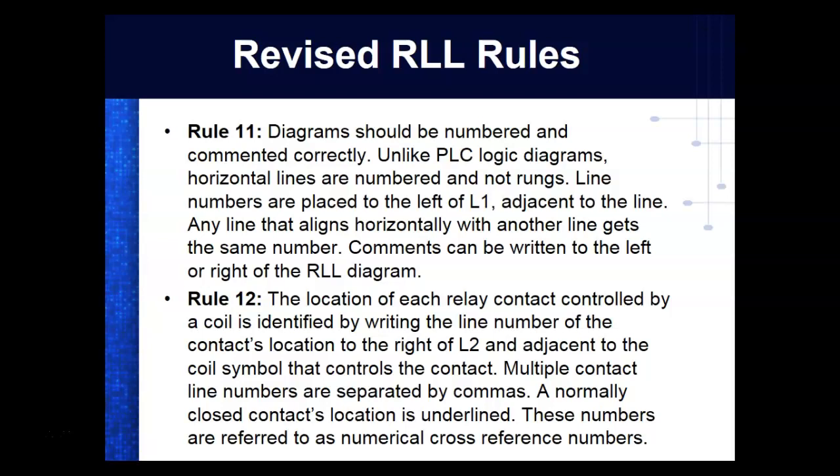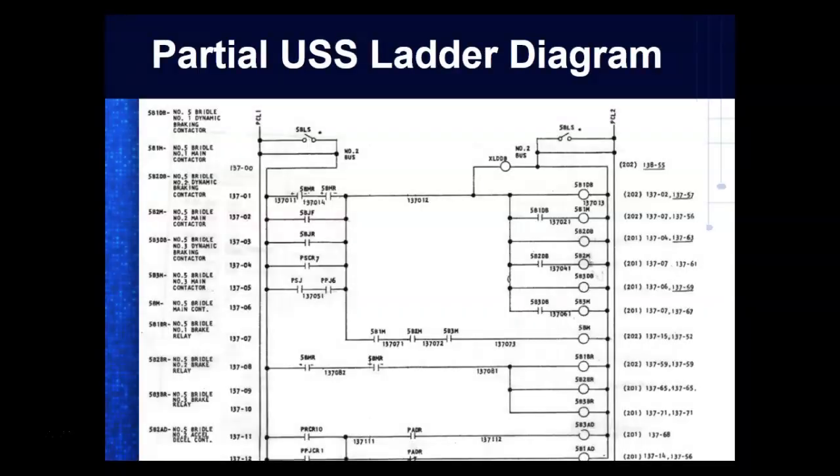So I showed you those on that US Steel print, right? So this is the US Steel print. These are the numerical cross-reference numbers, right beside the coil that controls the contact. And this gives us the line numbers where they're located. So I know right now, this 5B3M has a contact in line 7. Go down to line 7, and there it is right there. Luckily, those are one on top of each other.